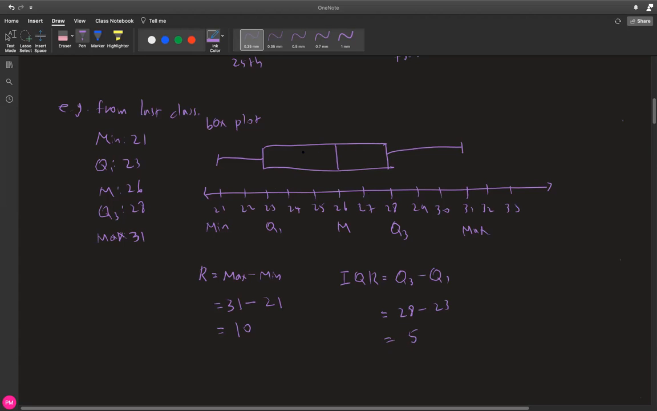And as you can see from the box plot, the box in the box plot basically represents the interquartile range, and the whiskers, from the lower whisker to the higher whisker, basically represent the spread of the range, the entire data.